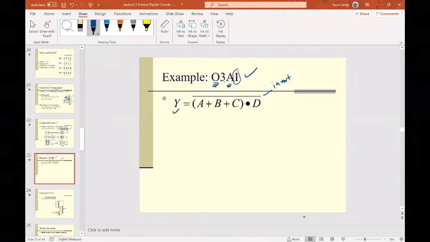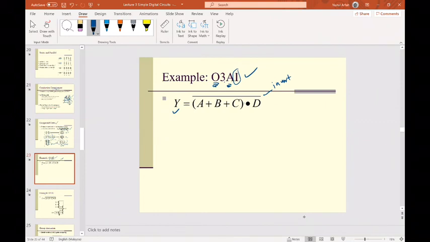What do you think? Start with inside the bracket first. Okay, inside the bracket. But is it NMOS or PMOS? What is this transistor? Start with NMOS. Always start with NMOS.